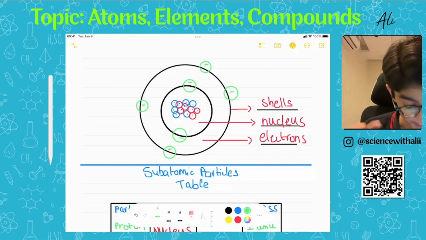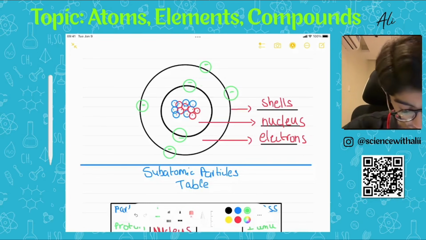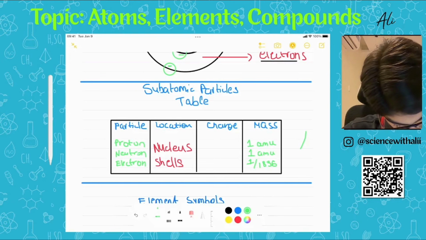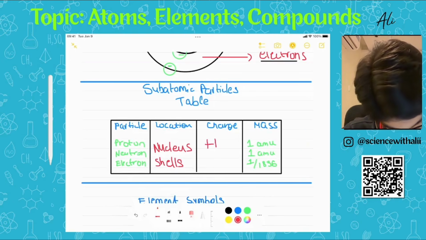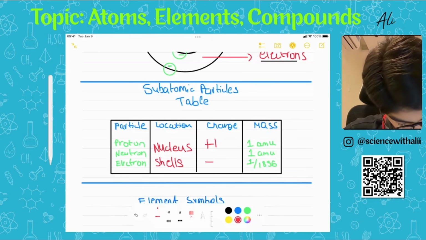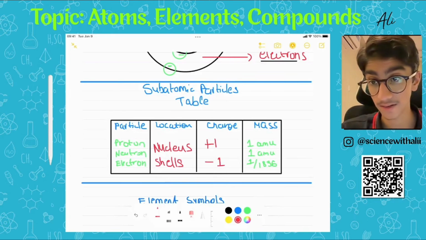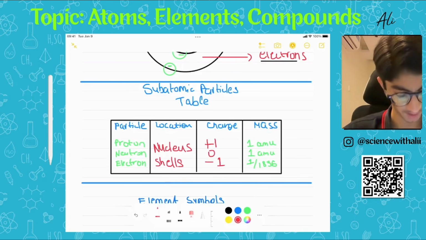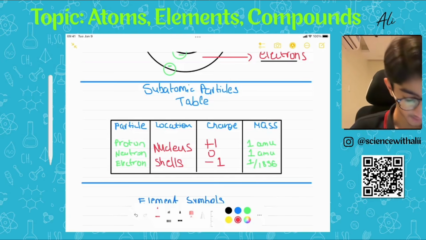Now this is a neutral atom, because if you count the protons and electrons, we need to figure out the charge first. Let's figure out the charge first. The proton has a charge of +1. The electron has a charge of -1, right? And the neutron has no charge, right? Neutron has no charge. Alright, so this is a neutral atom.